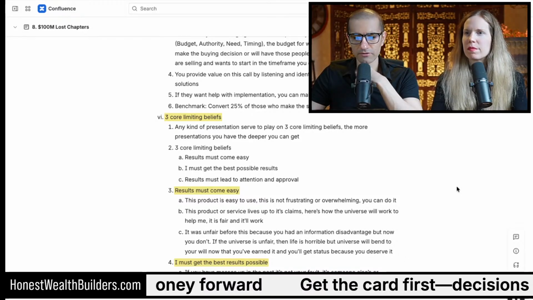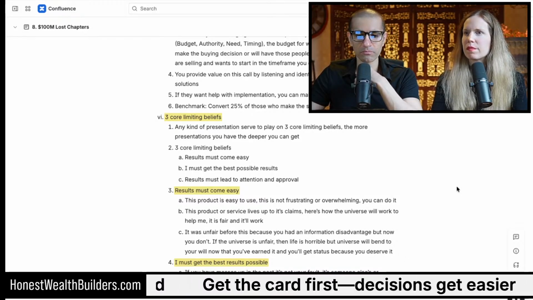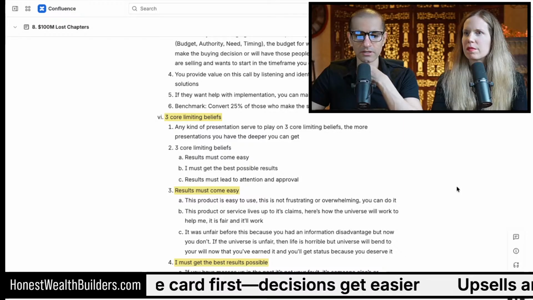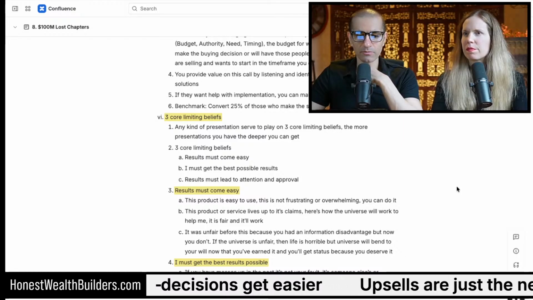3 core limiting beliefs. Any kind of presentation serves to play on 3 core limiting beliefs. The more presentations you have, the deeper you can get.